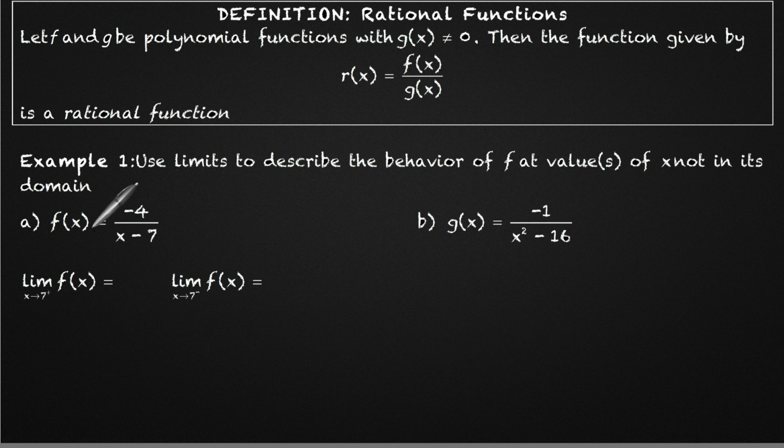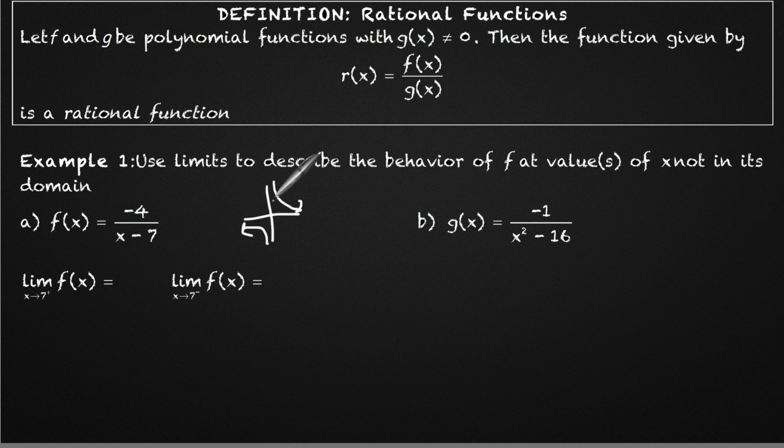So let's take a look at letter A. We want to use limits to describe the behavior of the function f at the values of x not in the domain. All right, so we know that actually the top doesn't have to have x's, it could be a constant as well, as you see here. And we know that the parent function that we're going to be looking at how to transform is actually the function 1 over x. So 1 over x, if we can remember, looks like this. This is one of our parent functions.